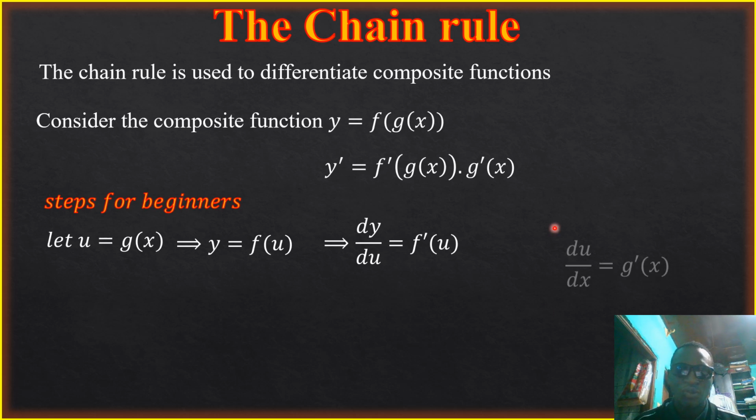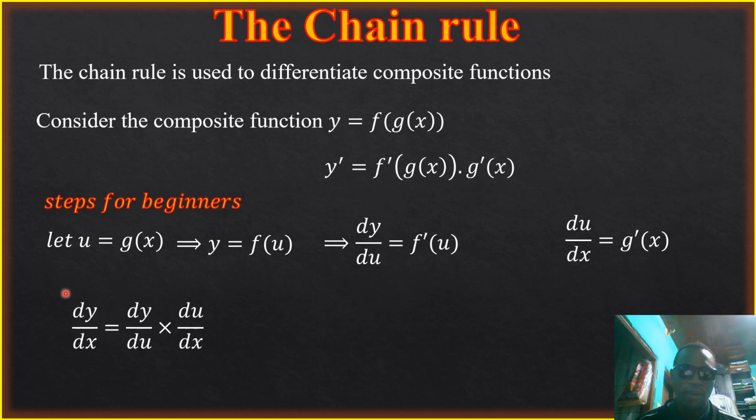Then we also have to look for the derivative of u. You differentiate u with respect to x, du on dx, because u is a function of x, which is equal to g prime of x. Then now the chain rule, according to fractions, we know that we can write dy by dx as dy by du times du by dx. Look at the way we are introducing something new. We want to create this term, so we just write this at the denominator times this other one, du on dx.